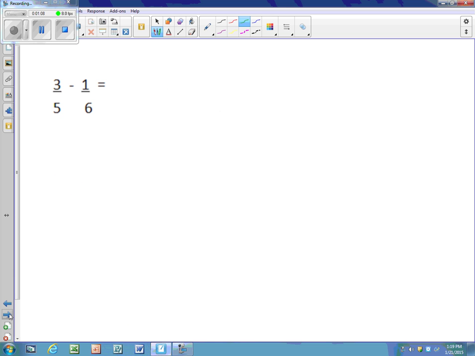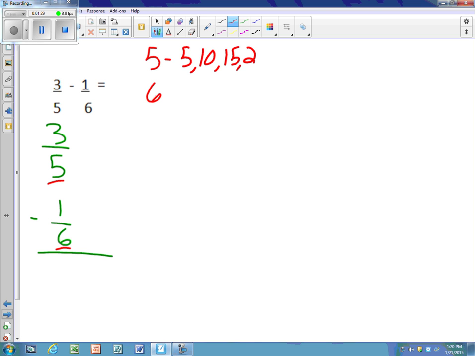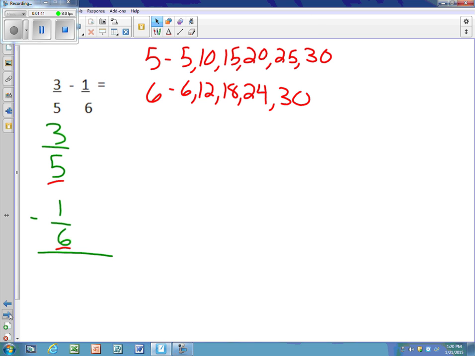We're going to do another example. We have 3/5 minus 1/6. So we're going to make sure that what we list out are multiples of 5 and 6, because those are our denominators. And I noticed that on both lists I have the 30, so I'm going to turn it into 30.